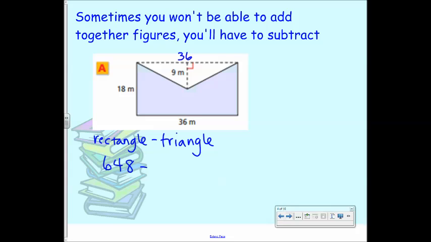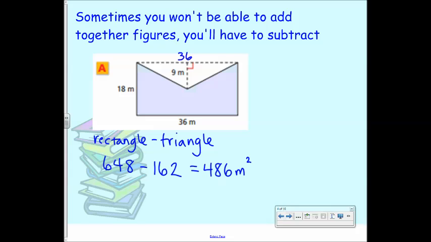36 times 9. Okay, so something, and then you divide it by 2 and got what? 324 divided by 2 is 162. All right? So it's 162. So then if I subtract those, what do I get? Don't act like you just did that. All right, 486. What's my unit? Meters to the second power. Meters squared.